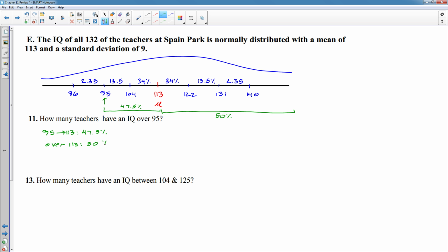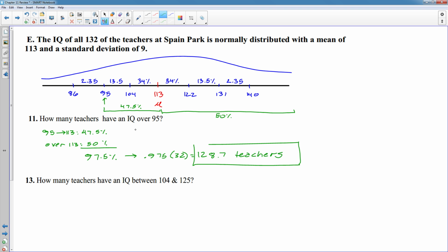And we will add those two together. And I have 97.5% of the teachers are in this category. So I will simply in the calculator do 0.975 times the number of teachers, 132, and I get 128.7. Gave me 128.7 teachers. Technically, you can't have a part of a teacher, but you know what? If you can get that, I'll be happy. So 128.7 teachers have an IQ over 95, which is pretty good. That means there are 4 unfortunate teachers who have very low IQs, but whatever.